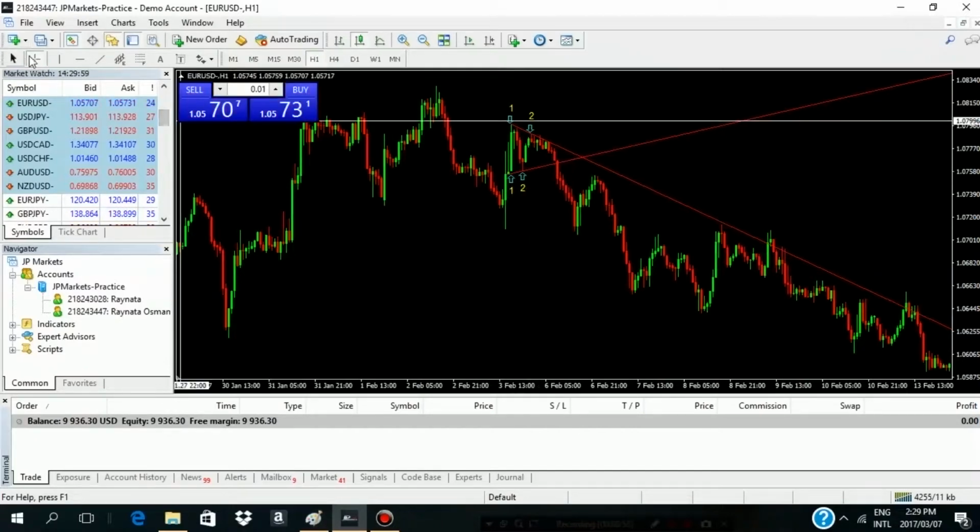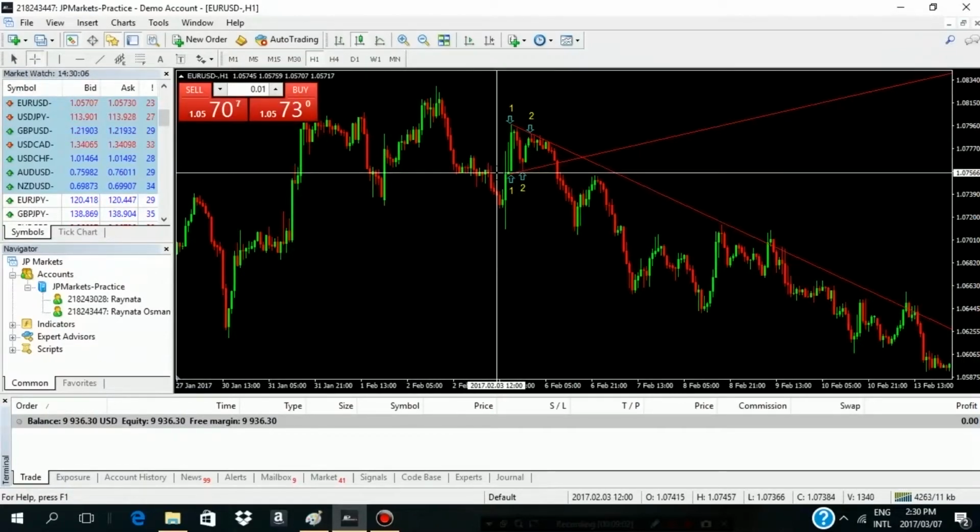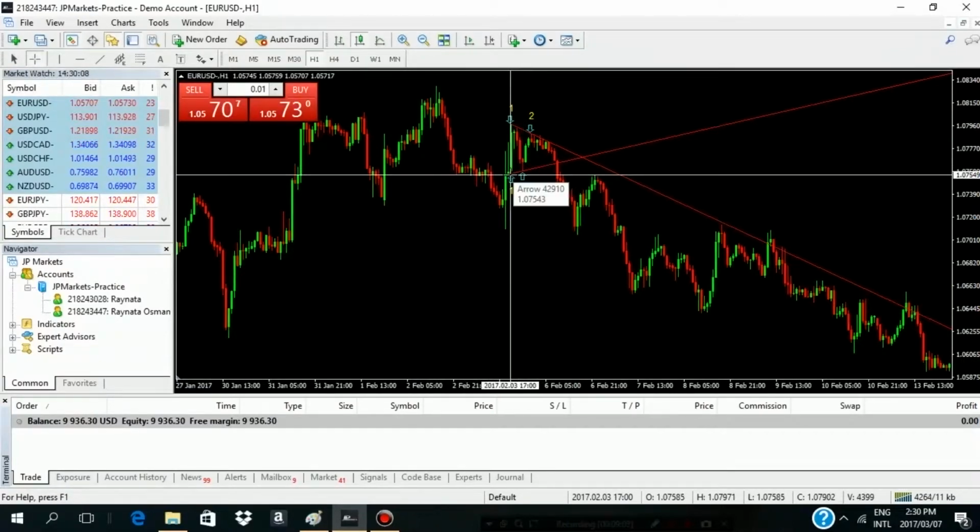Now what you're using now is called your crosshair, and you find it in your left hand corner. So now your crosshair calculates how many points the market has moved from one point to another. So you want to start off at your first point and then move up to your second point. Now the first number on your crosshair is how many candlesticks your crosshair has moved over.